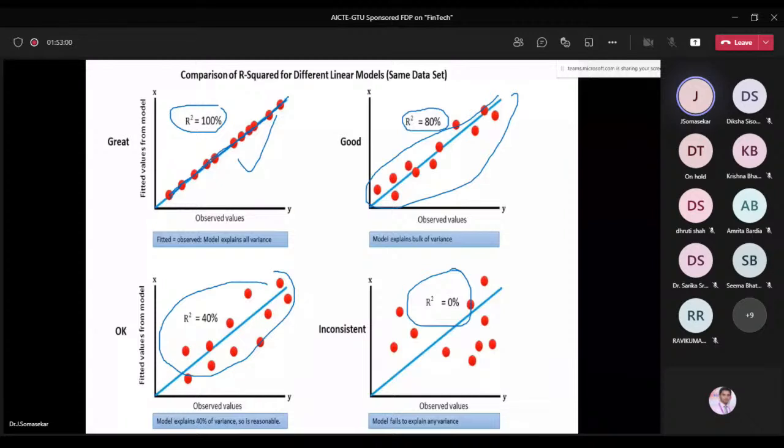Now I move to the next slide. There, the R square one is there. Are you able to see? We are on the screen where the 4 diagrams are, and the comparative R squared for different linear models. Coefficient B, X1, X2, X3.